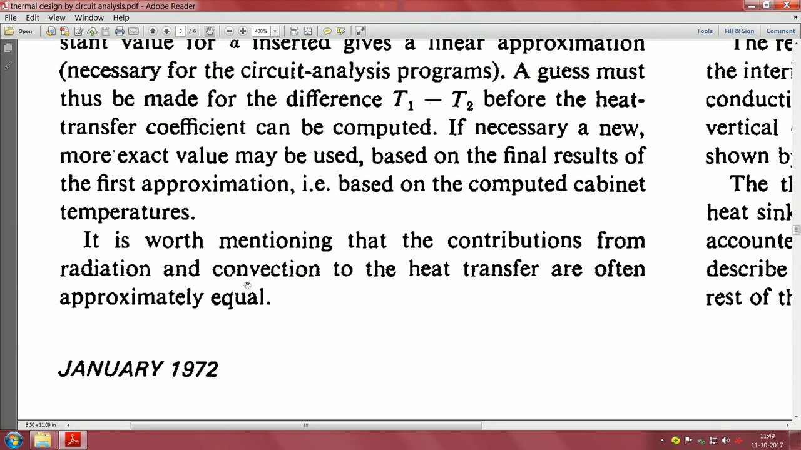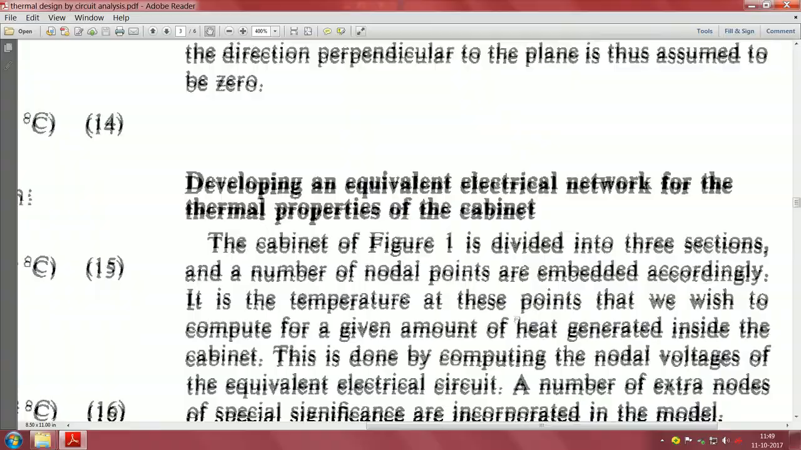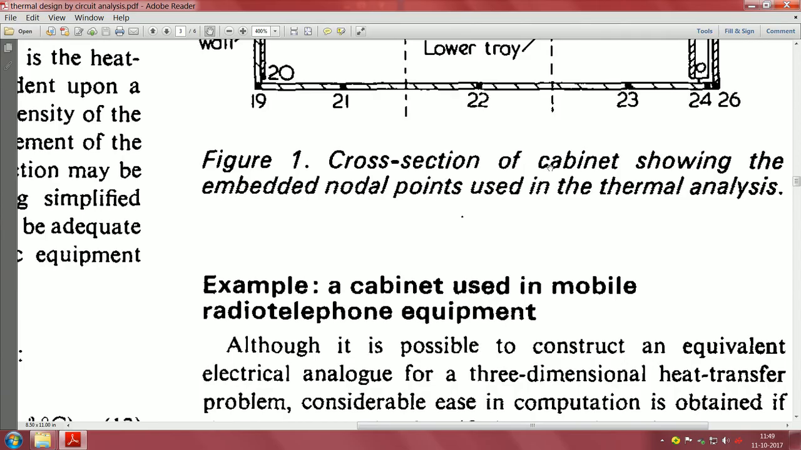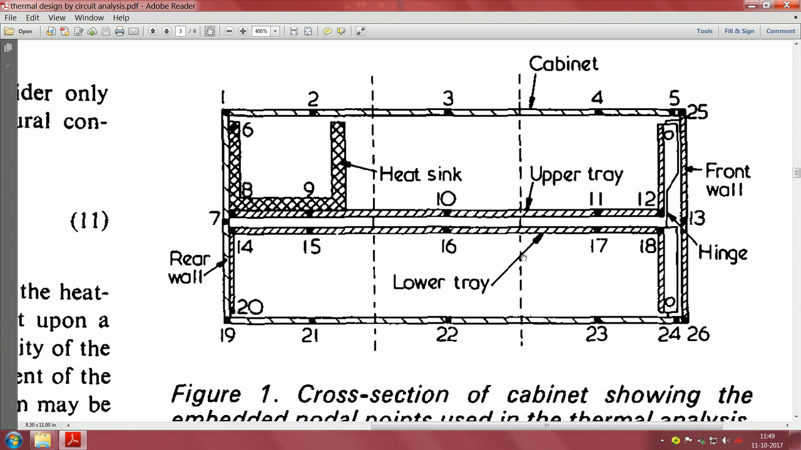And here he has written that contributions from radiation and convection to the heat transfer are often equal. I contest it, and you can prove either him or me right. Have a look at the picture, try to understand what the picture can be saying.